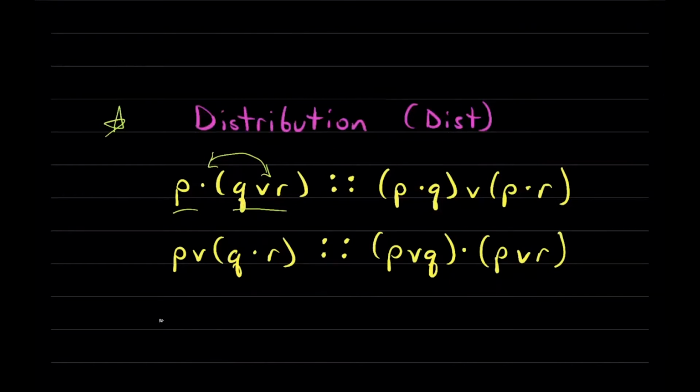The reason that this is called distribution is that you're essentially distributing this term P to both of the terms inside the parentheses. So for example, P and (Q or R) is equivalent to (P and Q) or (P and R). And it works the other way around. If you have the disjunction outside the parentheses and the conjunction inside the parentheses, P or (Q and R) is going to be equivalent to (P or Q) and (P or R). So it's as if you're distributing that outside term to both of the terms that are inside the parentheses.